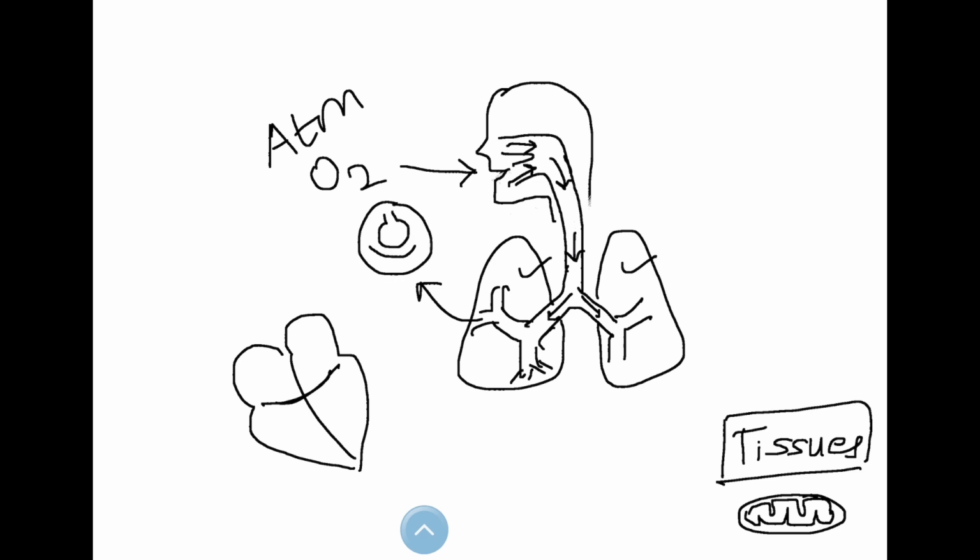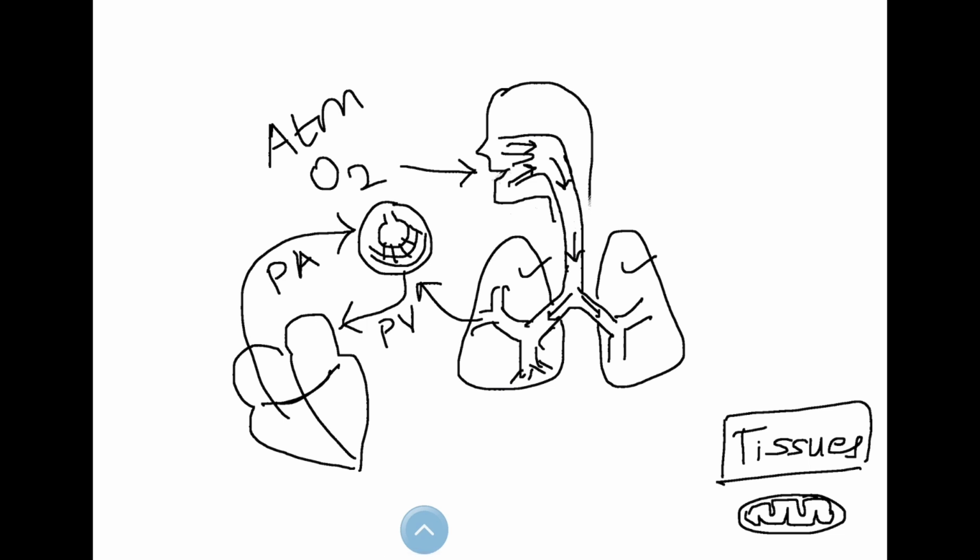Alveoli are surrounded by capillaries, which bring deoxygenated blood from the right ventricle through the pulmonary artery, and these capillaries carry the oxygenated blood back to the left heart for circulation into the entire body via the pulmonary vein. The exchange of gases takes place across the alveolo-capillary membrane.